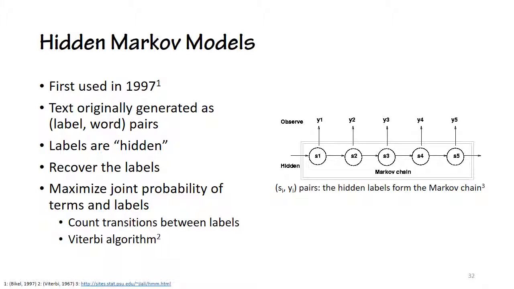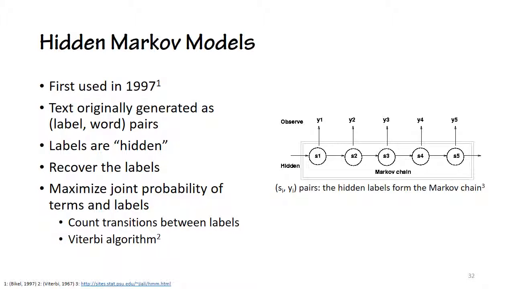So we have hidden Markov models here, and they first came up in 1997. The idea was that the original text would have the citation and label pairs, but the labels were thrown out and essentially hidden. They really didn't even exist in the first place, to be quite honest. It was more of the theory behind them.